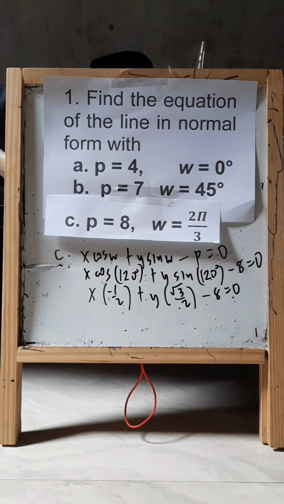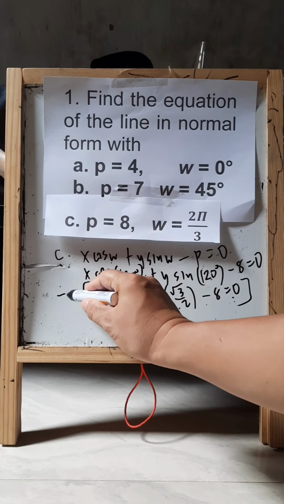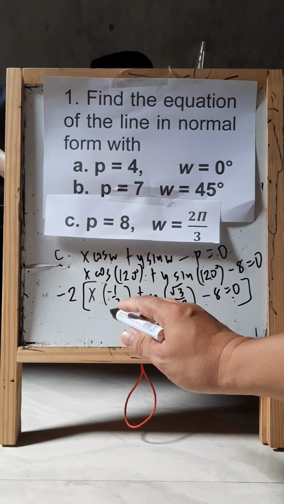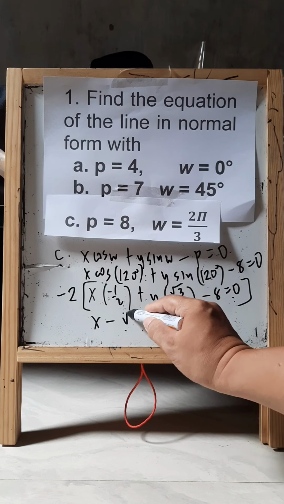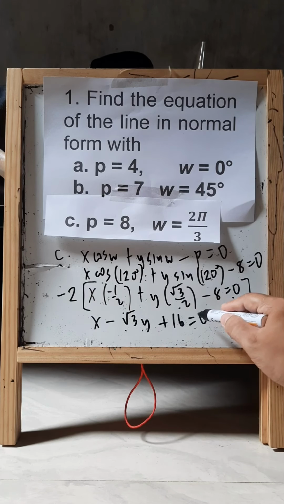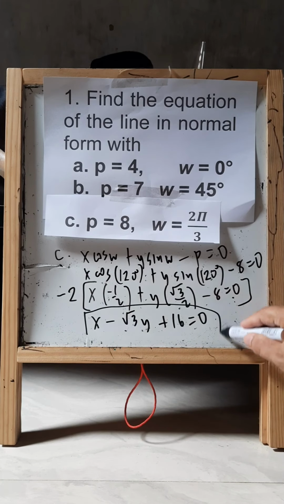So from here, let's multiply the equation by what? We're going to multiply by negative 2. Okay, let's multiply the equation by negative 2. So it will become x minus square root of 3y plus 16 is equal to 0. So this is now the equation of the line in normal form.